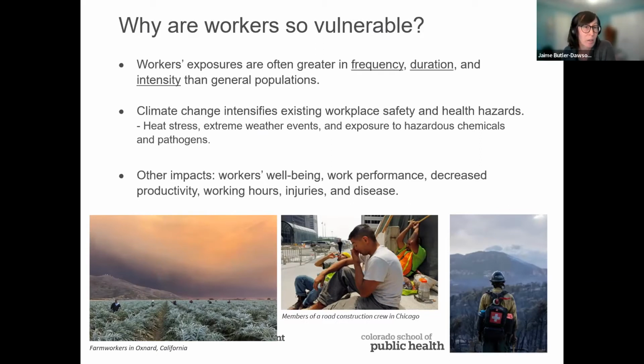Other impacts that we don't really think about as much are workers' well-being. Their work performance could be affected, with decreased productivity, working hours shifted, maybe to the nighttime where it's not so hot, and an increased rate of injuries and also disease. Next slide, please.